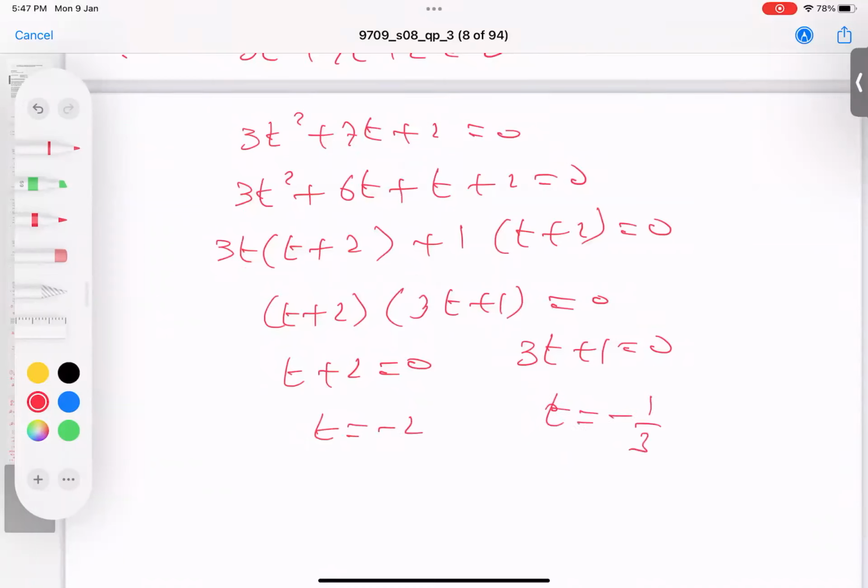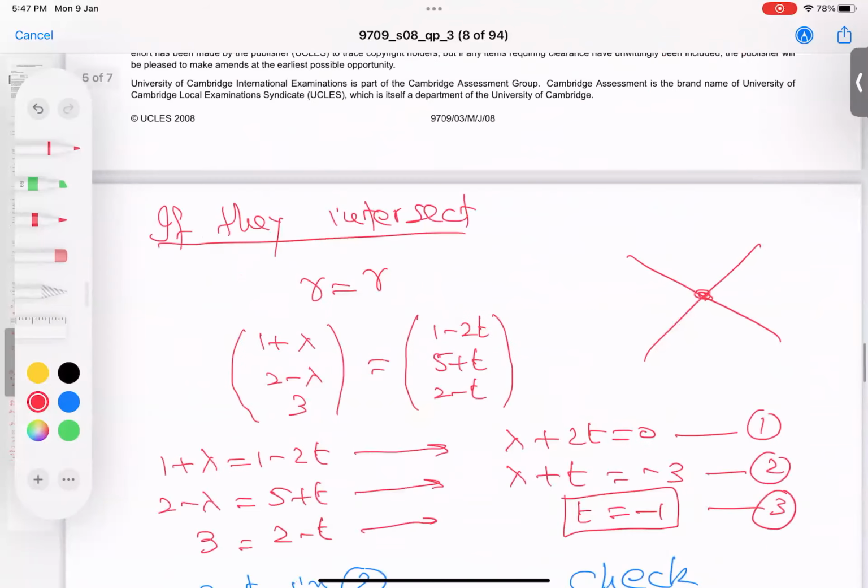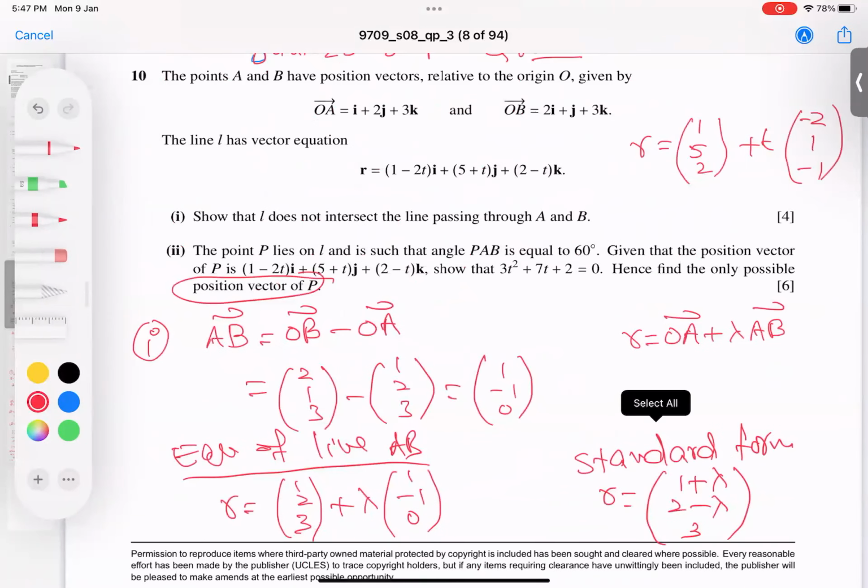Now, a very interesting point comes. He said position vector. Please make sure, please check the question again. He said position vector, not vectors. Only possible, only possible. It means 1 point. Now you say, sir, I am getting 2 points. Why is he asking this? So look here.